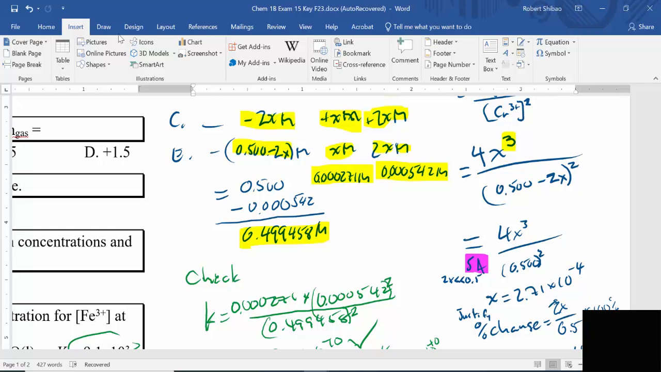And so what I do is I automatically know the change should be small because this is biased towards reactant, so I'm automatically going to try the SA, regardless of whether I think it works or not, I'll try. When I do the SA, what am I assuming?